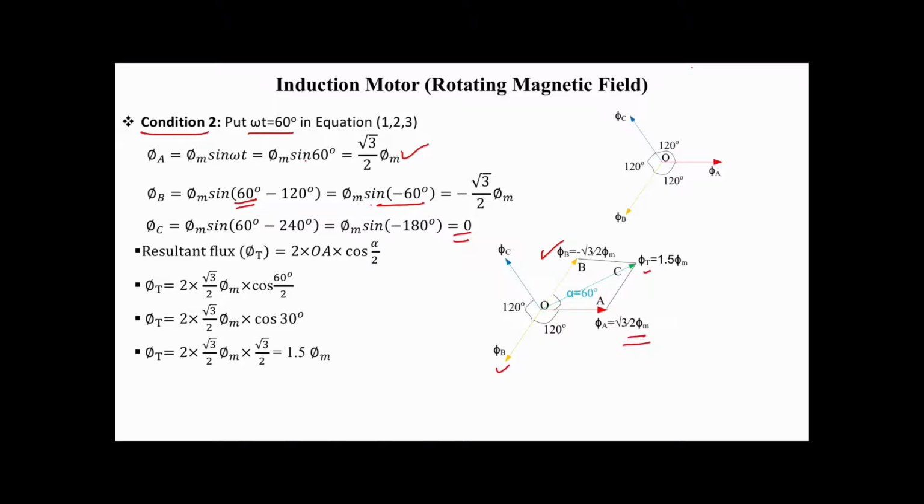Phi t is equal to 2 into root 3 by 2 phi m into root 3 by 2. The value of cos 30 is root 3 by 2, so we have substituted here. 2 will be cancelled out. We again get 1.5 phi m, which means the resultant flux at omega t equal to 60 degree is 1.5 times phi m.